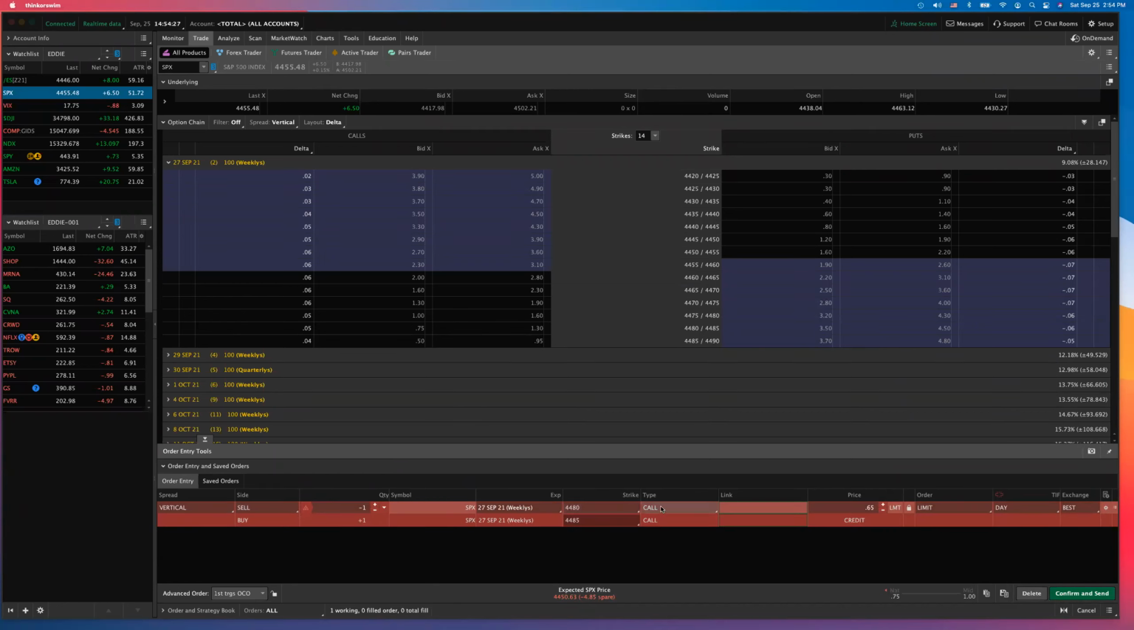But don't sweat it too much. What you want to do is make sure that your short leg is protected as far away as possible. That's all I have to say about break even as far as vertical spreads.